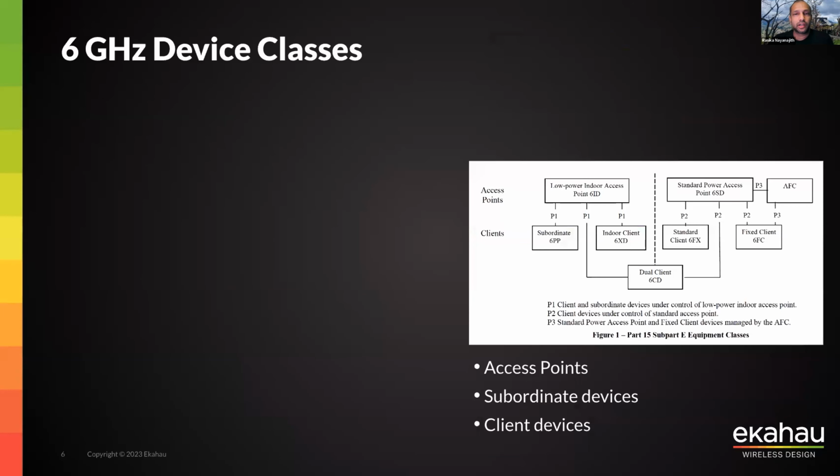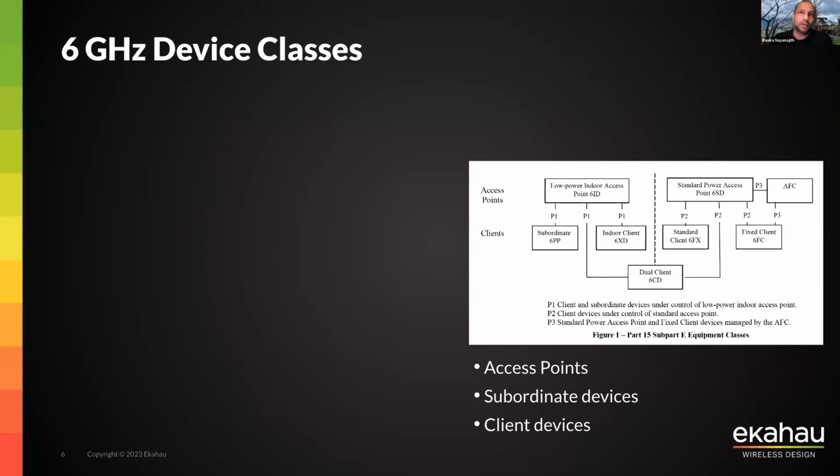So let's look at what these device classes are. We said there are certain rules, so 6 gigahertz devices fall into 3 categories: access point, subordinate device, and client devices. A subordinate device is like an extender, not a typical client device, such as your Wi-Fi mesh extender or home coverage extension. It connects to an AP, but it's not typically a client device. It extends your Wi-Fi to another area inside your home.